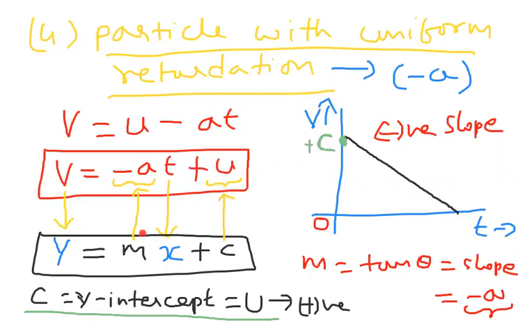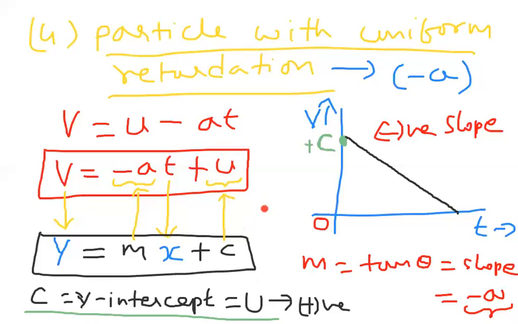Here we are comparing this equation with the straight line equation, because time is taken on x and velocity on y. We have to compare with y equal to mx plus c. C is called the y-intercept, and its value is positive. M is called the slope. Slope is tan theta, and its value is negative. So m is negative and c is positive.